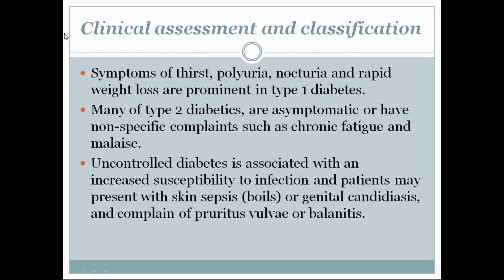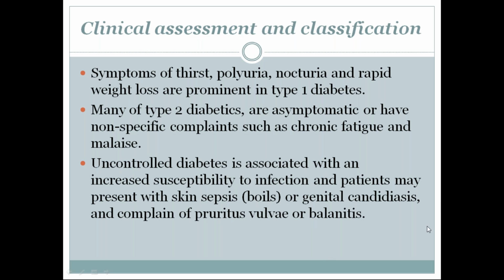How do you clinically judge? Symptoms of thirst, polyuria, nocturia, and rapid weight loss are prominent in type 1 diabetes. Most patients with type 2 have vague non-specific symptoms such as chronic fatigue and malaise. Some patients with uncontrolled diabetes have increased susceptibility to infections, and may present with skin sepsis, boils, genital candidiasis, pruritus vulvae and balanitis.